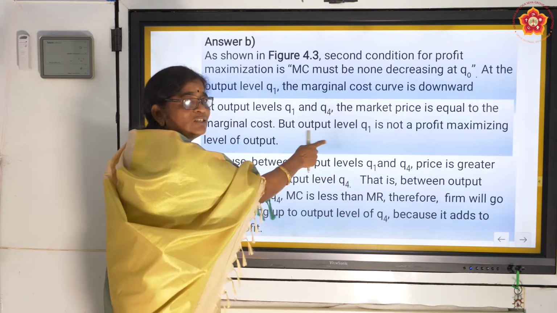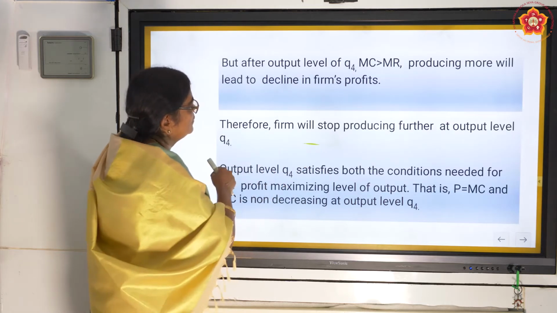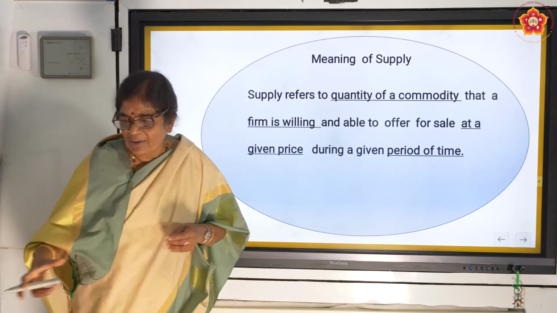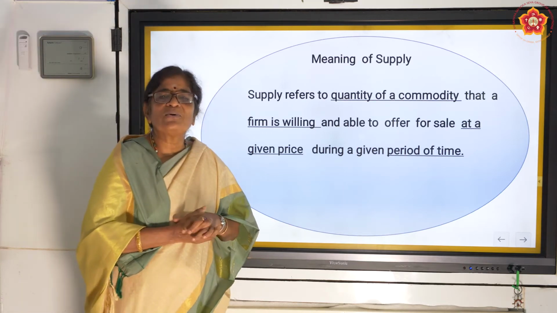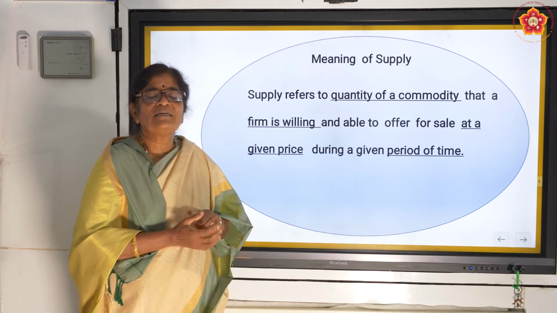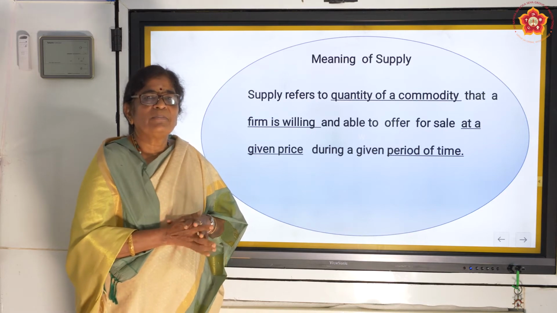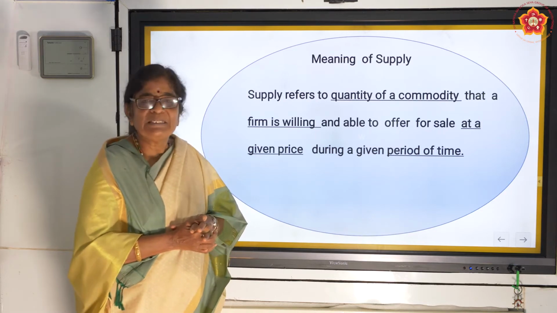I have explained all these notes already. Now, meaning of supply. This is the topic we are going to cover today under the theory of firm for a perfect market competition.